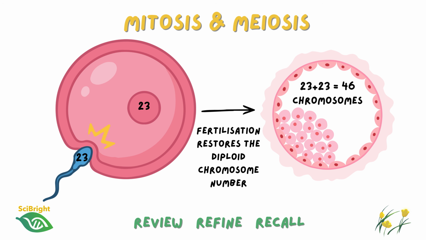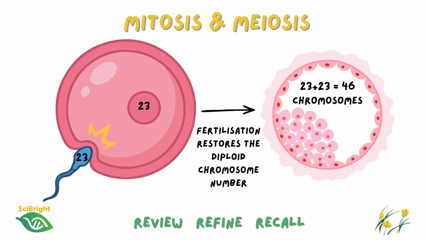Human body cells contain 46 chromosomes arranged as 23 homologous pairs, making them diploid. During meiosis, the chromosome number is reduced by half, producing haploid gametes containing just 23 chromosomes. This is incredibly important because during fertilization, a sperm cell and an egg cell fuse together, restoring the diploid chromosome number in the fertilized egg, or zygote. If meiosis did not halve the chromosome number, the number of chromosomes would double with every generation.